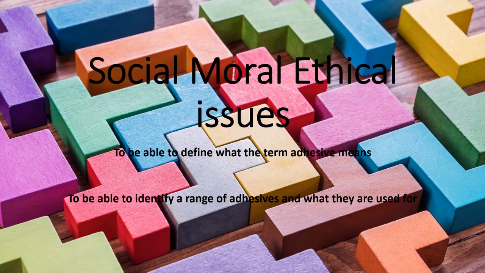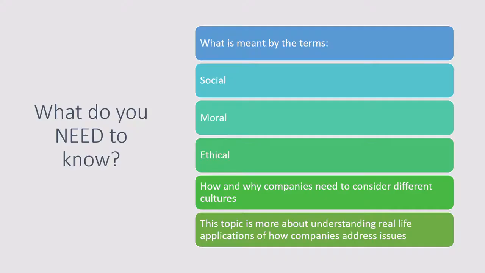Hi everyone, in today's video we're going to have a look at social, moral and ethical issues. This is a topic that's going to come up in paper 2, the hour and a half paper that you do. So what you need to know is what is meant by the actual terms like social issues, moral issues and ethical issues, how companies might consider these issues in terms of building their company culture. It's also about having an understanding of real life applications of how this is applied in industry, and you can give examples.